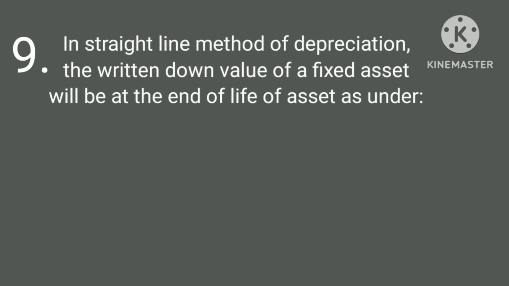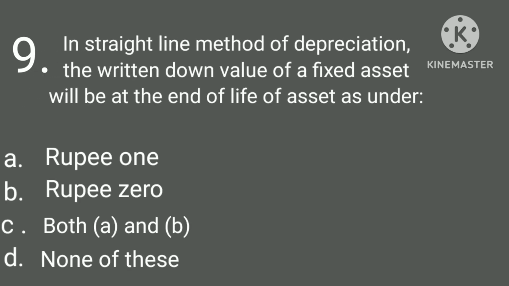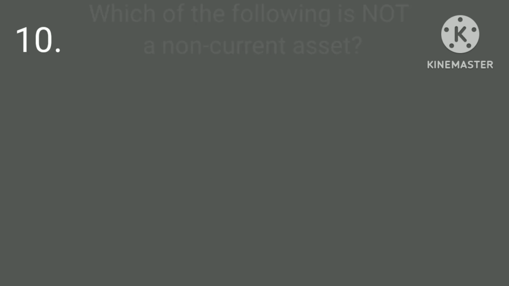Next: in the straight line method of depreciation, the written down value of a fixed asset at the end of the life of the asset will be option A rupee 1, option B rupee 0, option C both A and B, and option D none of these. The correct answer of this MCQ is option B rupee 0.